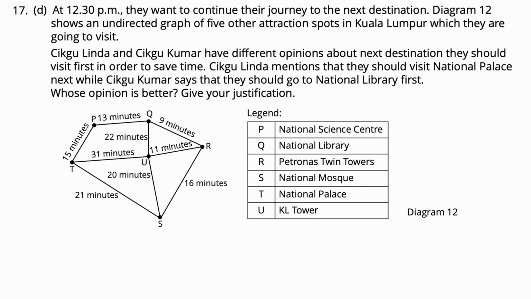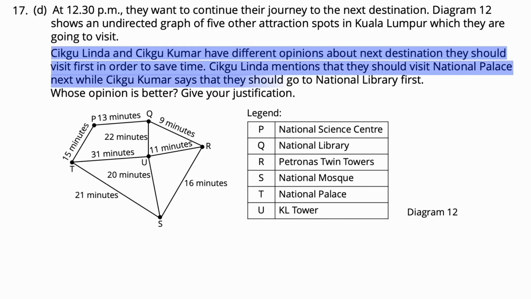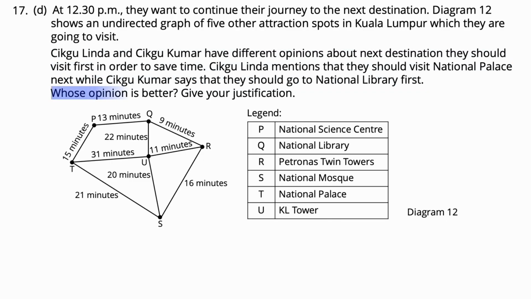Question 17d. Please pause and read the question. Jaculinda and Jacukumar have different opinions about which next destination they should visit first in order to save time. Jaculinda says that they should visit National Palace next, while Jacukumar says that they should go to National Library first. Whose opinion is better? Give your justification. They stop at National Science Center before departing to the next destination.